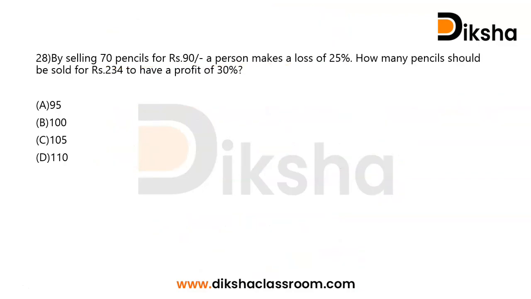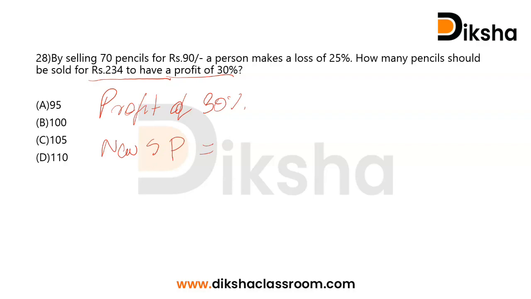Now we need the pencils to be sold for rupees 234 to have a profit of 30%. So we want to have a profit of 30%, which means the new selling price of one pencil, with cost price 1.714, so as to have a 30% profit, will be 1.714 into 130 by 100.